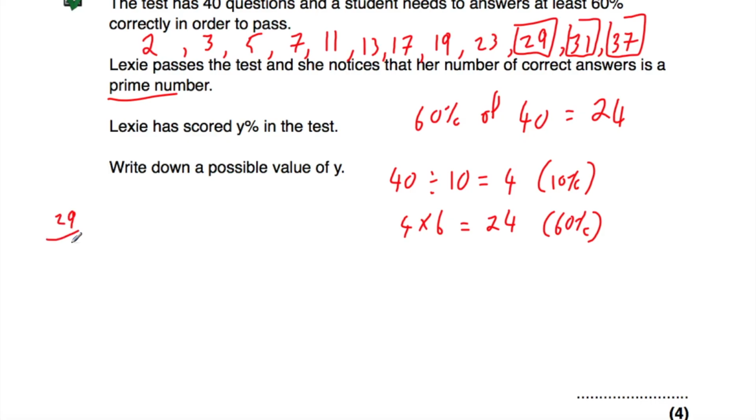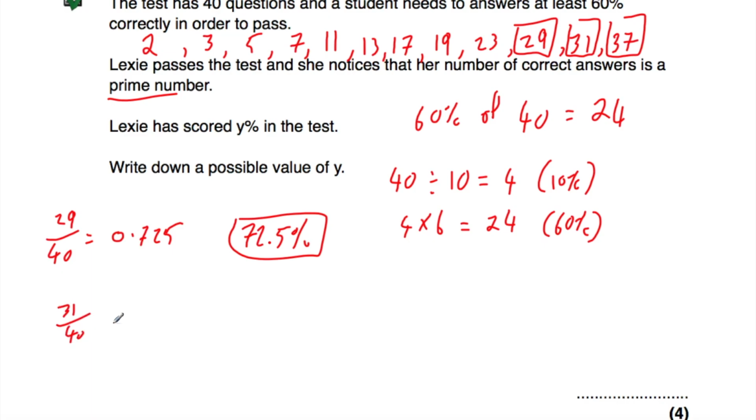So 29 out of 40, if we divide the numerator by the denominator, and it's a calculator question, so 29 divided by 40 is equal to 0.725, and as a percentage that'll be 72.5%. So that's one possible score that you could have written down, 72.5. Okay, our next one would be 31 out of 40, and if we do 31 divided by 40, that's equal to 0.775. So as a percentage, that'll be 77.5%. So that's another score that she could have got, 77.5.